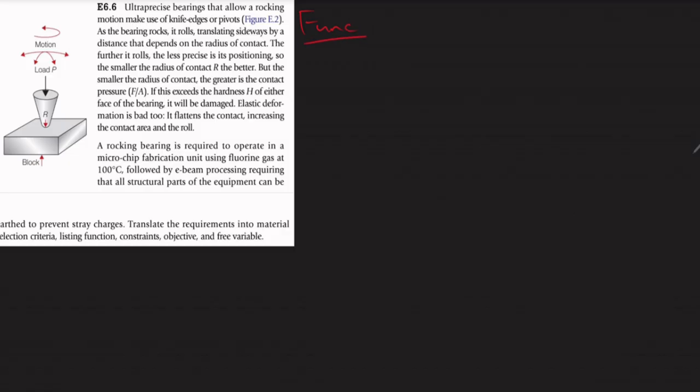So first, function. If you read the question, it says that we are looking for a material for an ultra precise bearing that allows a rocking motion that makes use of what? Knife edges or pivots. So we are looking for a material for ultra precise bearings. So material for bearings. That's the function.